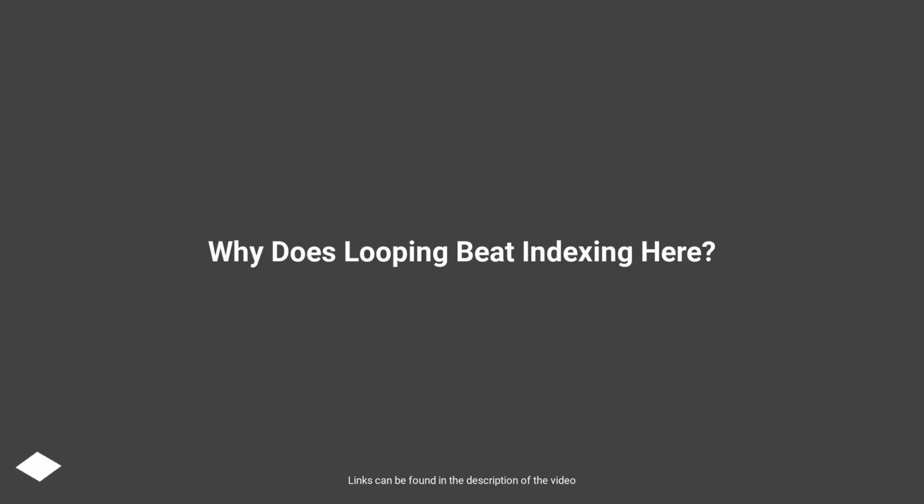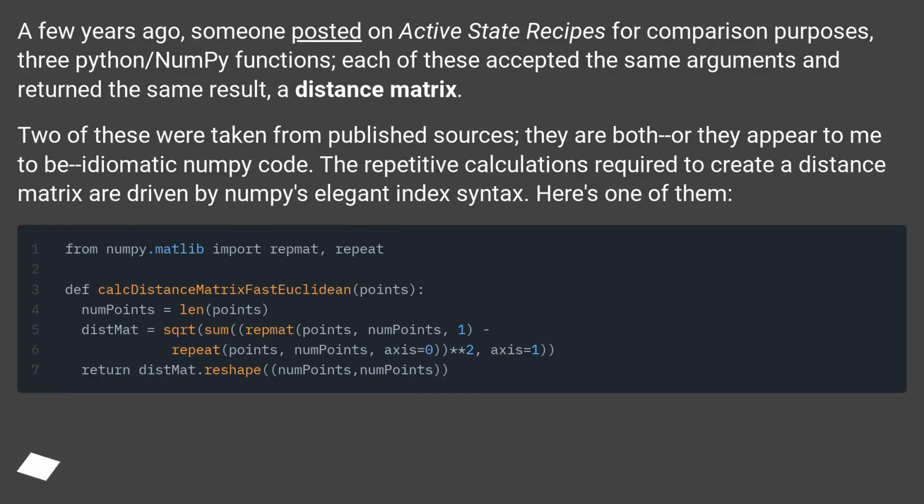Why does looping beat indexing here? A few years ago, someone posted on ActiveState recipes, for comparison purposes, 3 Python/numpy functions.